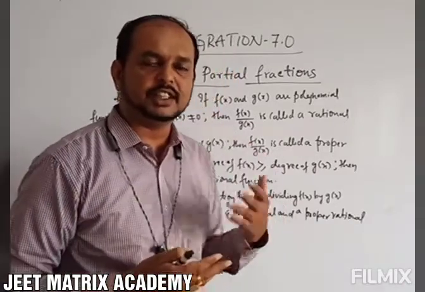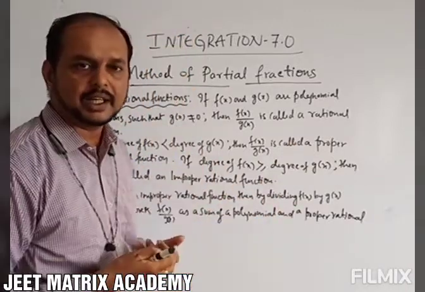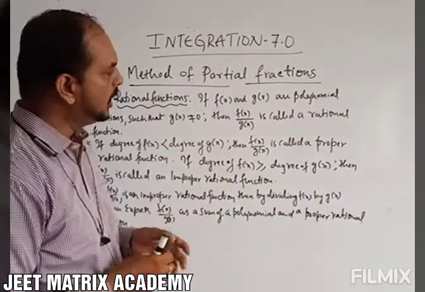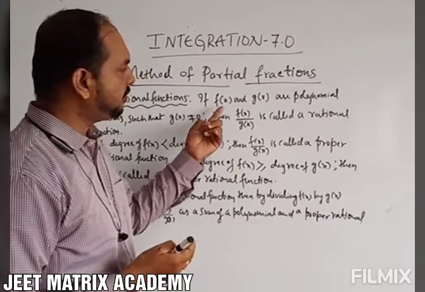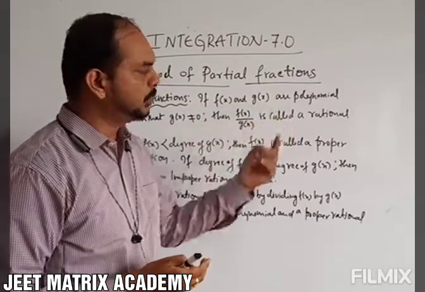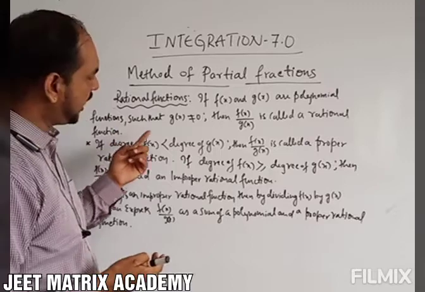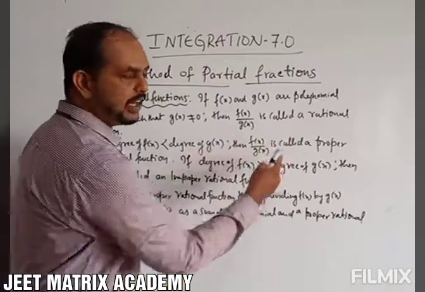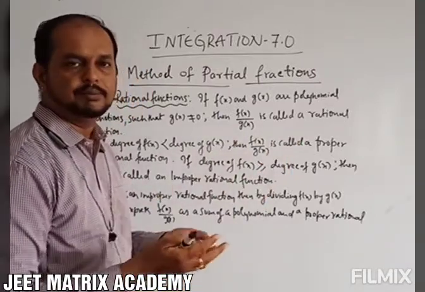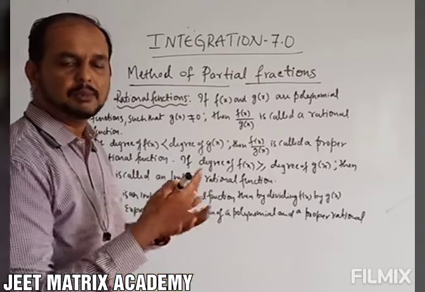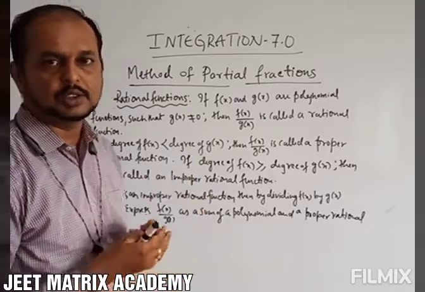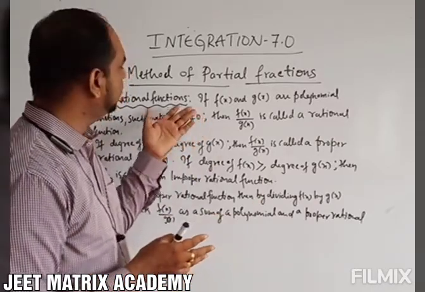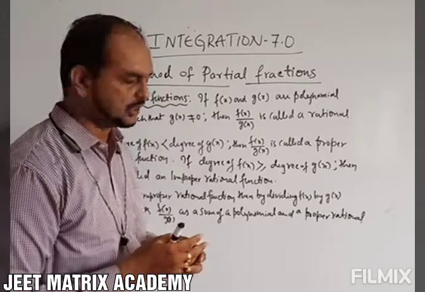First, a few things we should discuss: what exactly is meant by proper fraction, improper fraction and rational functions. If f of x and g of x are two polynomial functions such that g of x is not equal to 0, then f of x by g of x is called a rational function. Numerator by denominator, where the denominator should not be equal to 0. You can give many examples of rational functions.